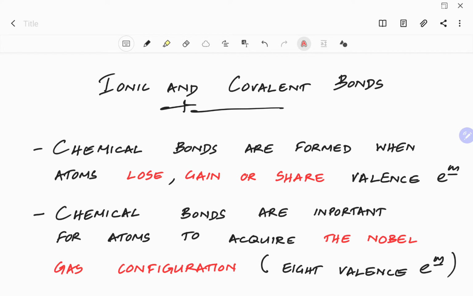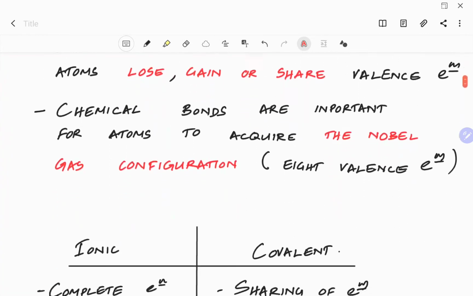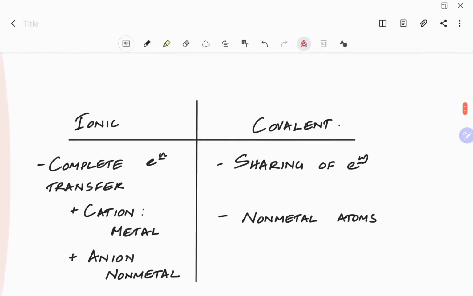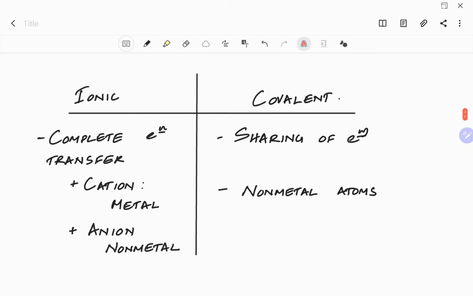When you have unpaired valence electrons, they are not very stable. So atoms will try to pair their unpaired valence electrons by either losing, gaining or sharing electrons. There are two ways that you can achieve the noble gas configuration. One way is through ionic bonds and the other way is through covalent bonds.